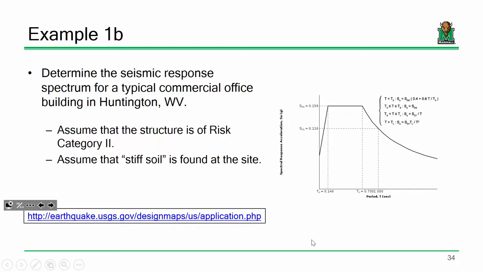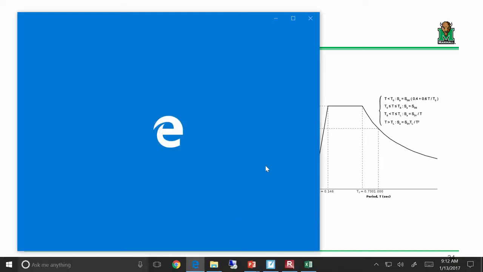Okay? Now, for this calculation, we're going to assume risk category 2, and we're going to assume that stiff soil is found at the site. And you'll see what that means here in a second. Now, all right, so everybody good so far? Okay. Now, the nice thing about this is there's a nice online tool that we can use. This is at USGS's website.